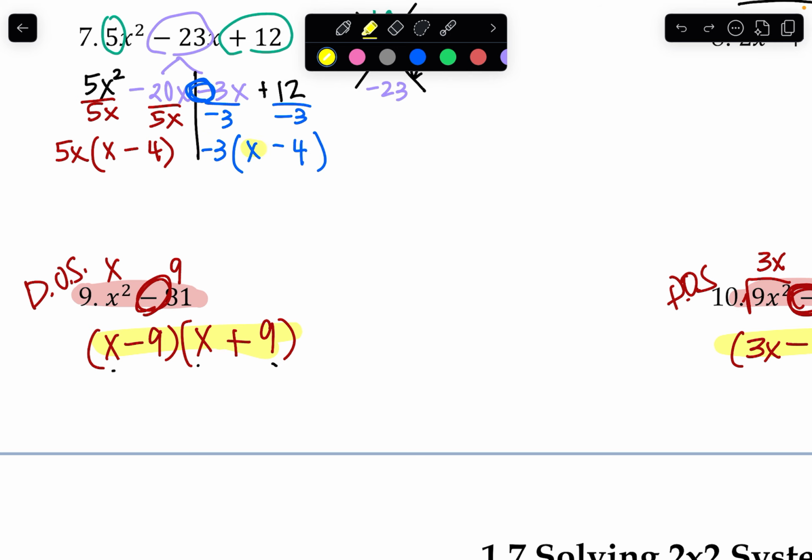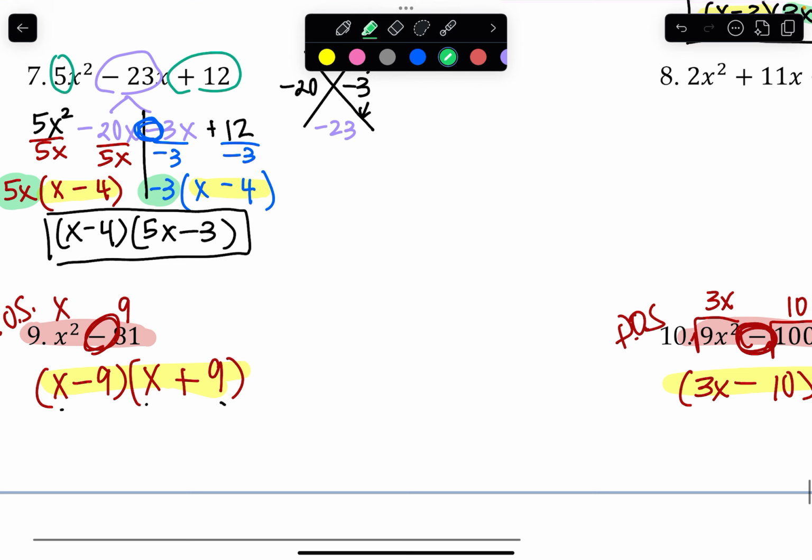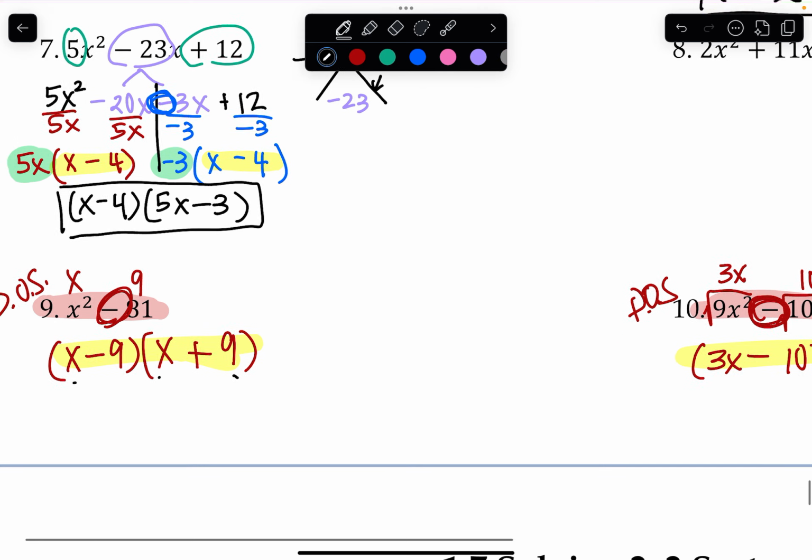Okay, our parentheses match. That means we did everything right so far. The x minus 4 is one of our factors. The other factor is 5x minus 3. And the 5x minus 3 comes from the outsides in that order. And it's minus 3 this time because the 3 was negative.